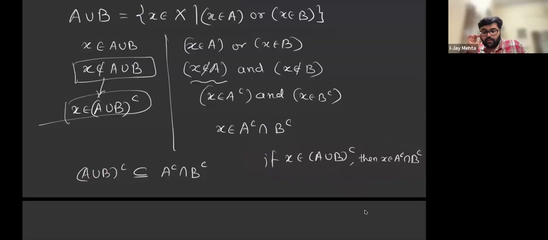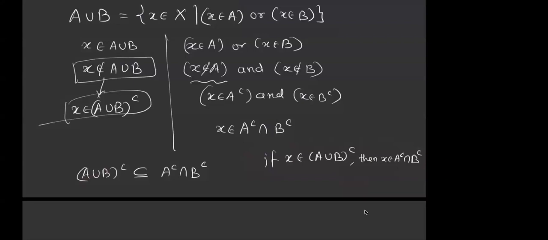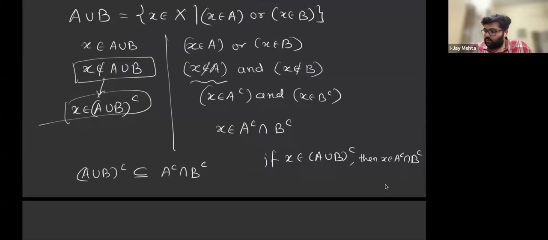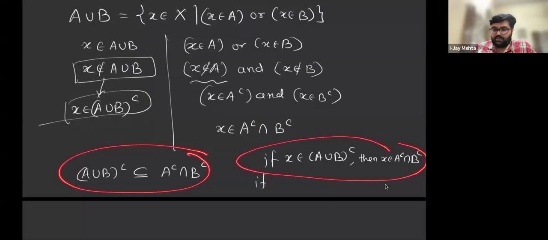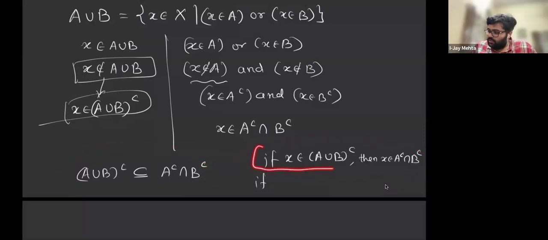Jairam? Yes, sir. Our next goal should be to prove that A complement intersection B complement is a subset of A union B complement. Yes. It is a statement, right, Jairam? What is the question? They don't know whether I'm asking about this or this. Okay, let me be precise. I just said this is what we proved. What is our next question?